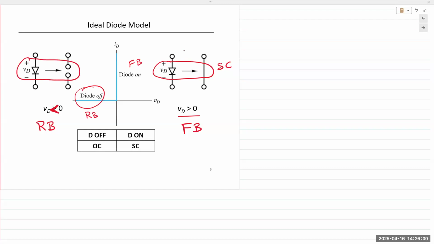This is assuming, of course, that it's not going to break down. But all of that is ignored. So diode in forward bias is on, replaced with a short circuit. Diode in reverse bias is off, replaced with an open circuit. This is particularly useful when you're analyzing a circuit, trying to understand the operation of a circuit.